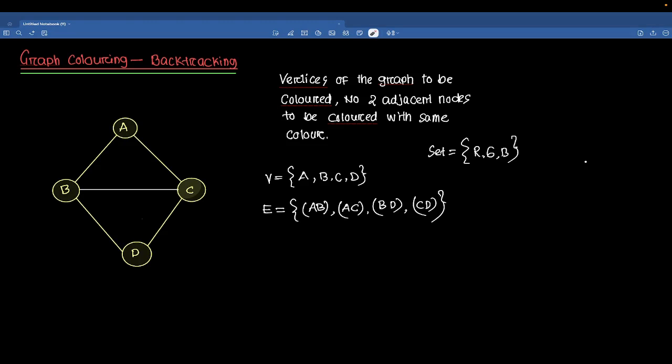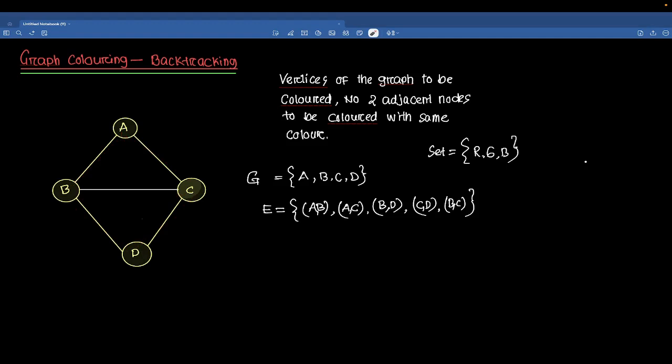In this video, we are going to discuss the graph coloring problem using the backtracking method. Here we have a given graph G with nodes, or vertices, A, B, C, D, and different edges: A-B, A-C, B-C, B-D and C-D. These are the various edges of the graph.